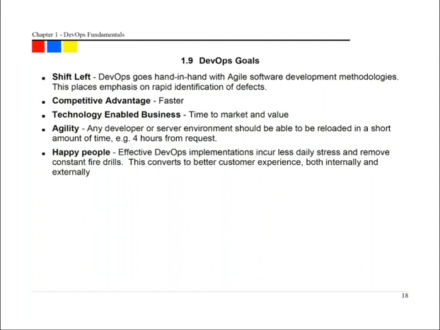And in fact, a key metric of DevOps implementations is staff satisfaction. So having happy people as a goal and actually measuring their happiness, their satisfaction, is actually an important thing to the company as a whole.